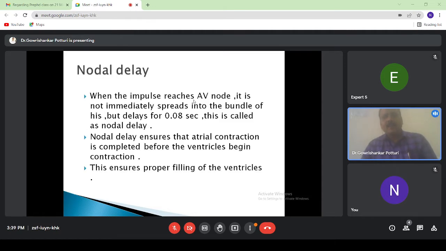Nodal delay. When the impulse reaches the atrioventricular node, it does not immediately spread into the bundle of His, but delays for 0.08 seconds. This is called nodal delay. Now, why is there a nodal delay? The nodal delay ensures that atrial contraction is completed before the ventricles begin to contract. This ensures proper filling of the ventricles.